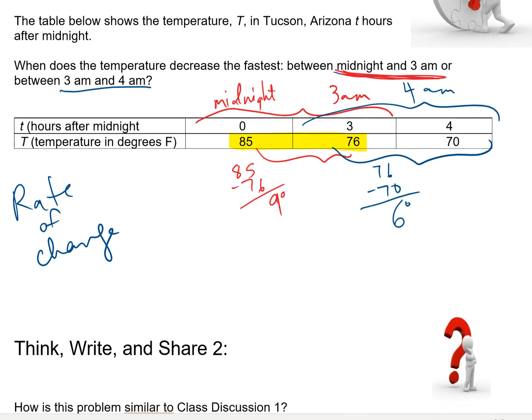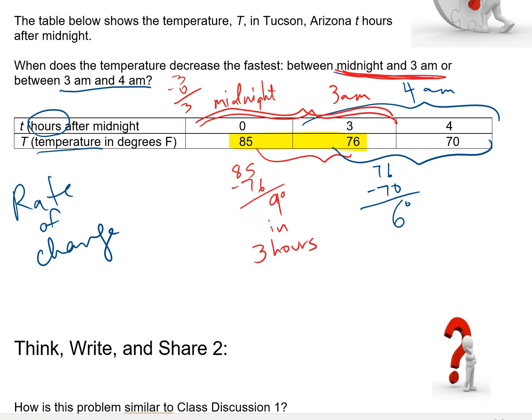We know that the rate of change means that we're not just looking at one quantity, like the temperature in degrees. We have to look at it in relation to another quantity, like the hours, like how many hours have passed. So yes, we went down 9 degrees, but it happened from midnight to 3 a.m., or 3 minus 0, 3 hours have passed. So yes, we dropped 9 degrees, but it took 3 hours for that to happen.